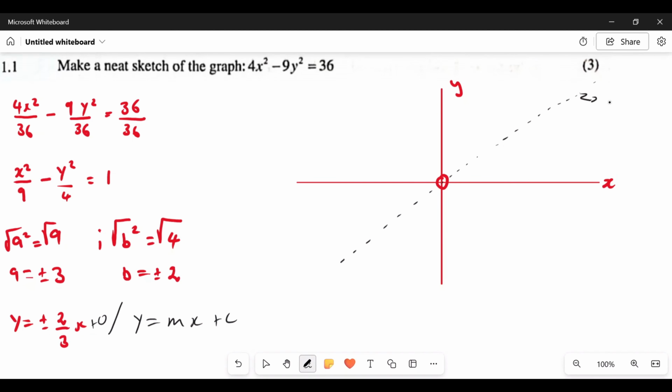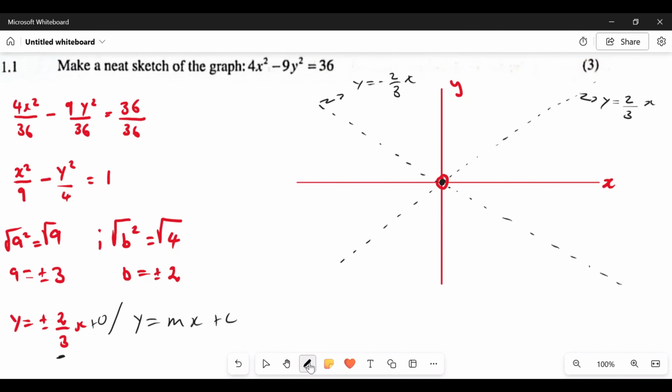We name this one y equals 2 over 3x. So it's the positive asymptote line. Now you draw another line which is also passing through 0. It's also an asymptote line. There we go. These lines pass through 0. They intersect at 0, by the way. So this one, you name it y equals negative 2 over 3x. So this is the negative asymptote line from this equation.